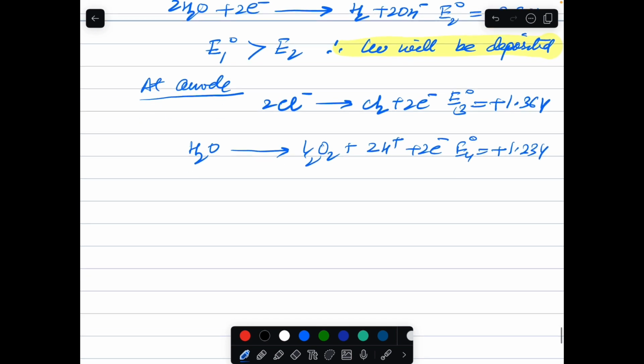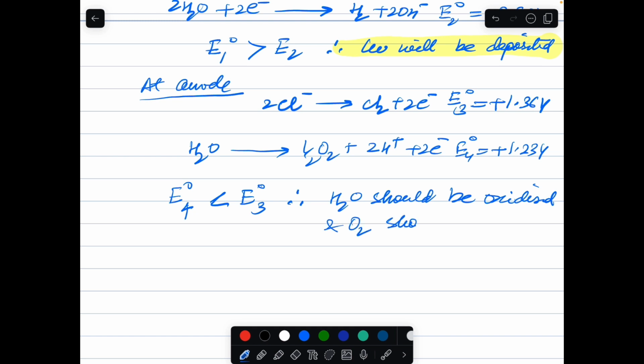Now compare the values. Your E naught for water, that is the fourth one, is less than E naught 3. Therefore H2O should be oxidized and O2 should be evolved at anode. But this will not take place.